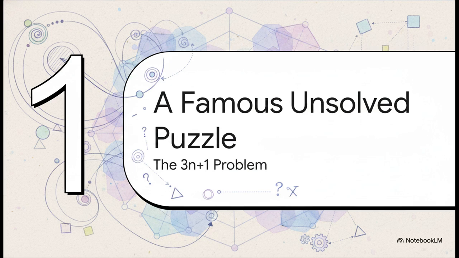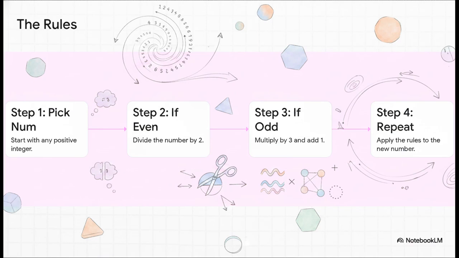For anyone who needs a quick refresher, the rules are incredibly simple. You start with any whole number you can think of. Seriously, any one. If it's an even number, you just cut it in half. If it's odd, you triple it and add 1. And then you just keep applying those two rules over and over again to whatever new number you get.